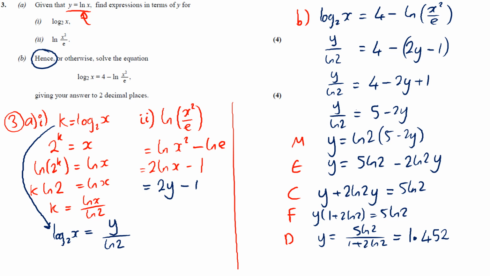But then we've got that y equals ln x, and the question was to do with x in the first place. So that will tell us that ln x is equal to 1.452. And so if we want to get x, we have to go e to the power of 1.452. Which will give us for our final answer 4.27, because the question says give your answer to 2 decimal places. So yeah, really key thing is the word hence there, and obviously solving the equation given stuff we've already done.